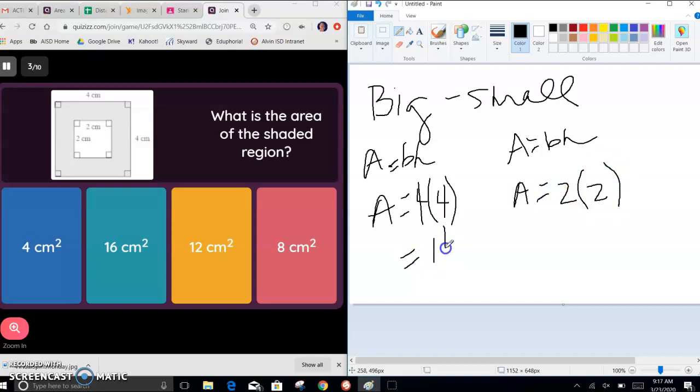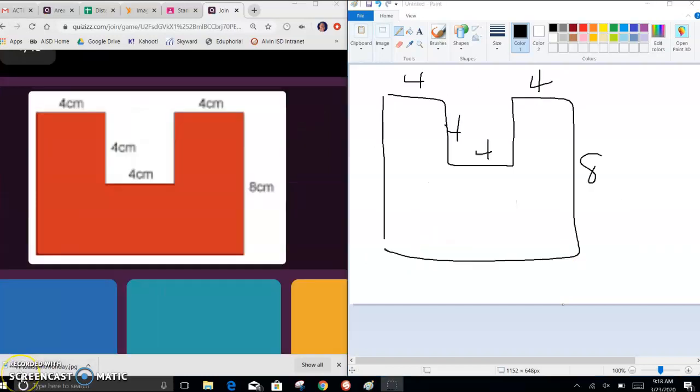So this is 16, and this is 4. This should be a dead giveaway. So the next question, I have an alternative way to solve this. If we were to close this off here, we would have an entire rectangle.